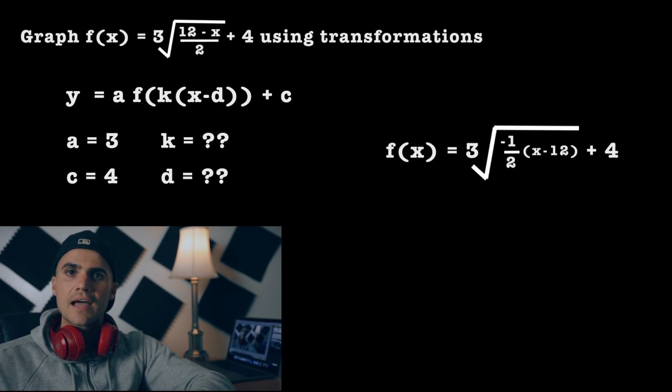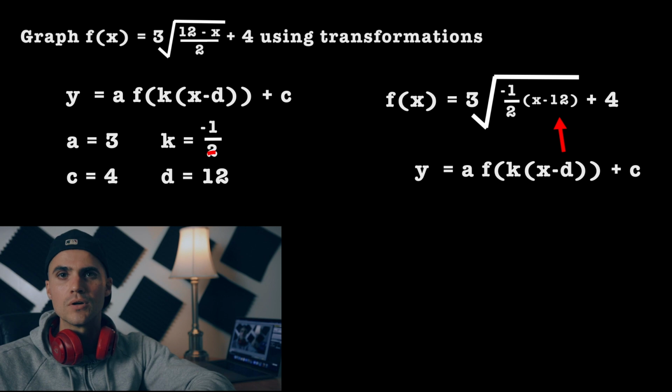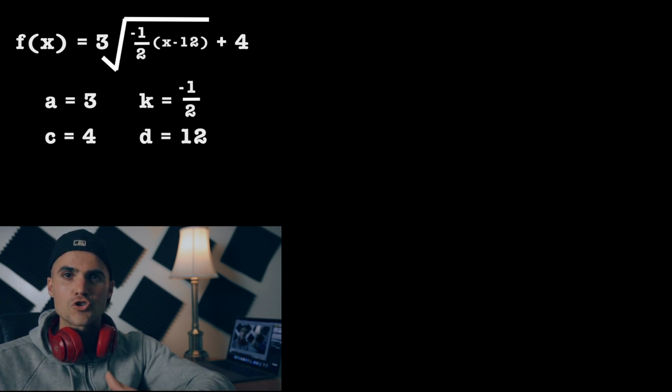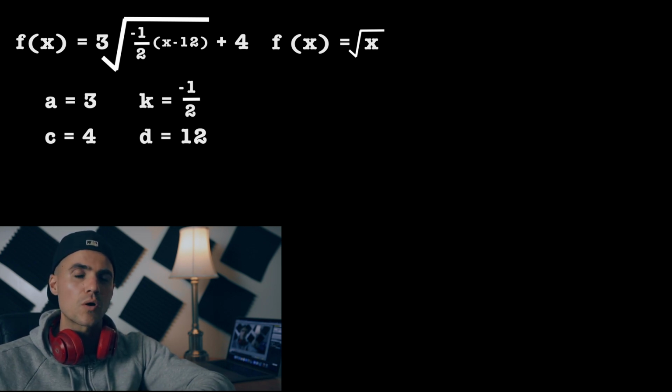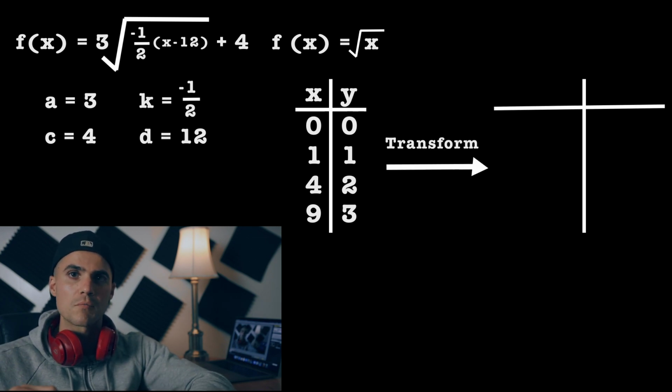And now it's easy to get the remaining transformation values. So notice that the k value is going to be negative 1/2, and then the d value is going to be positive 12. And so from here, we can now transform that parent function, the square root of x. Now the square root of x, what's the table of values we usually use? 0 and 0, 1 and 1, 4 and 2, 9 and 3. So what we've got to do is take those points and put them through the transformation formula.